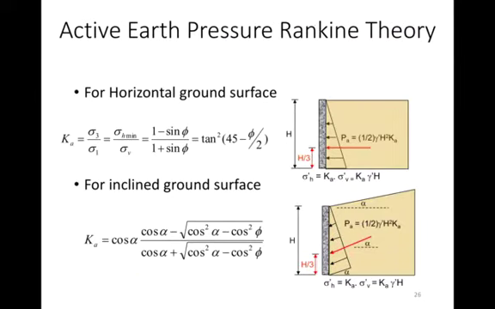Here's how you take into consideration whether the ground is horizontal. If the ground is level, you just use the equations we've been discussing. Or if there is an inclined backfill, you have to take into consideration this additional soil behind the wall, and now you're going to use a different equation for Ka.